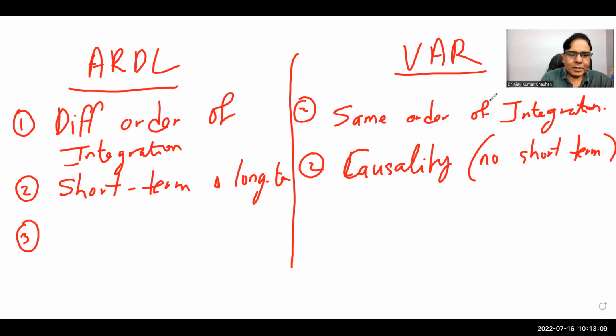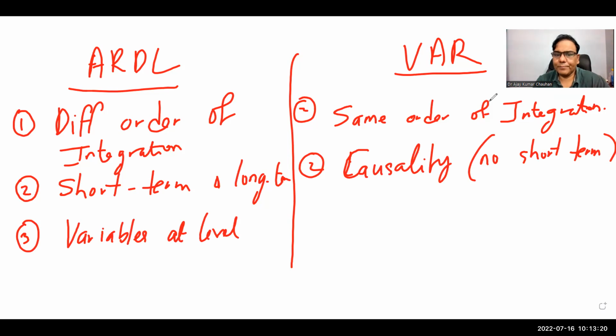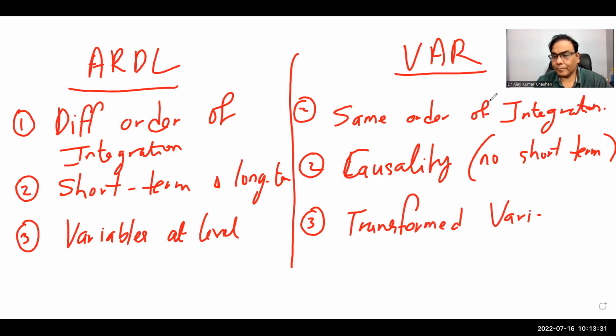Number three, you take the variables at level when you apply the ARDL model. In VAR you have to take only transformed variables. Only transformed variables can be taken in case of VAR. You cannot take the variables at level. So these are the three basic differences between the ARDL and the VAR.